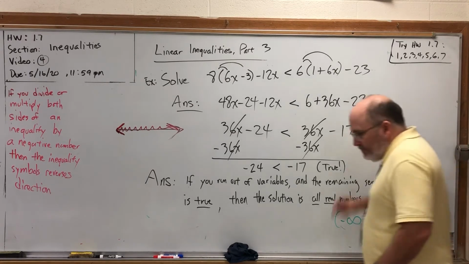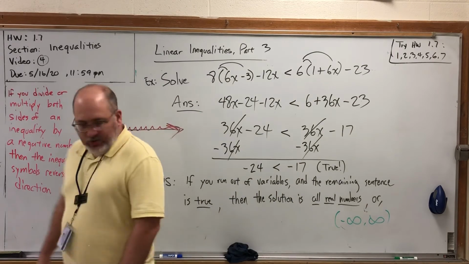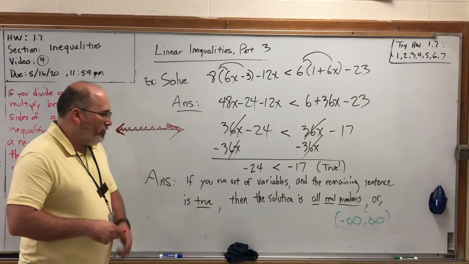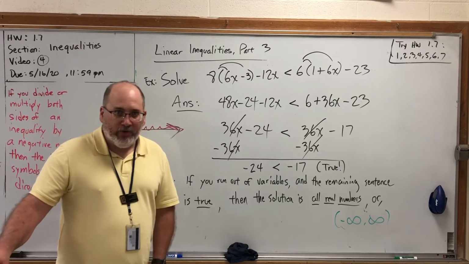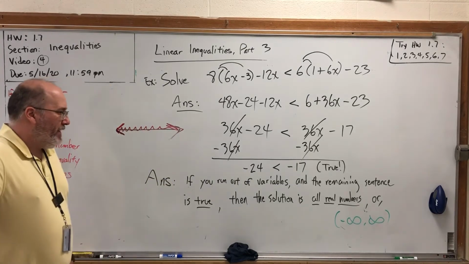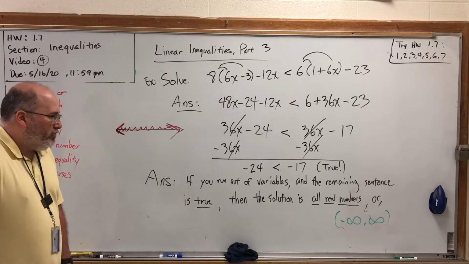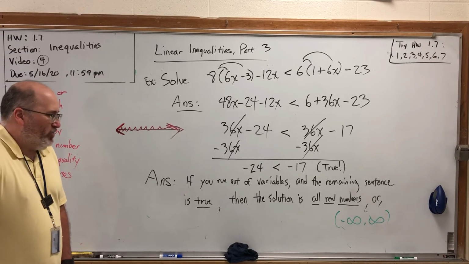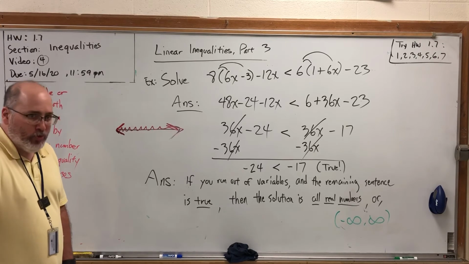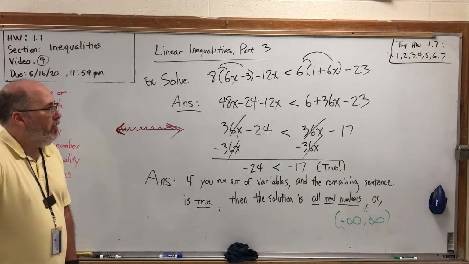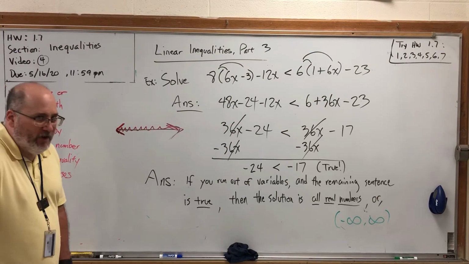So, the moral of this problem is, well, it's right here. If you run out of variables and the remaining sentence is true, then the solution is all real numbers or negative infinity to infinity. But this raises a natural question. This is what you do when you run out of variables and the remaining sentence is true. So you know what the natural question is. What happens if the remaining sentence is false?